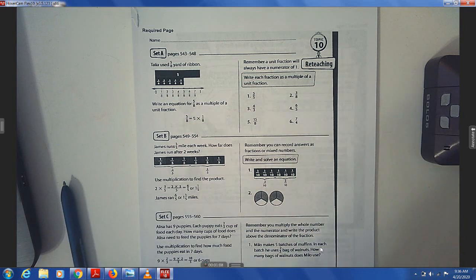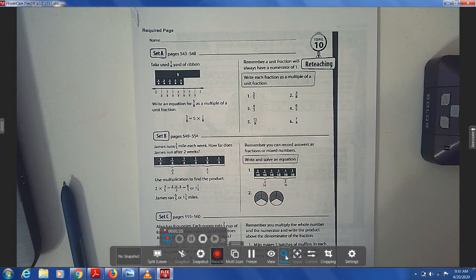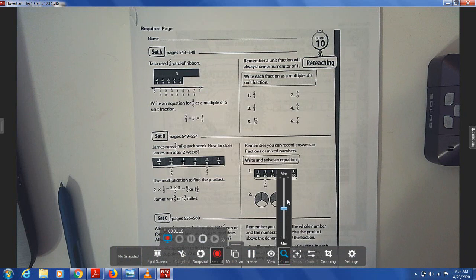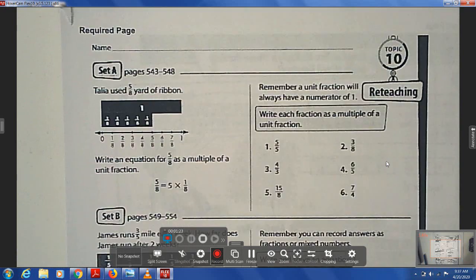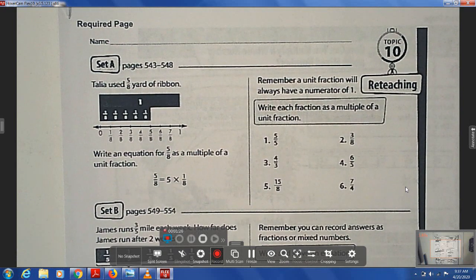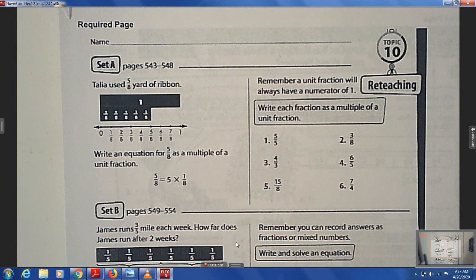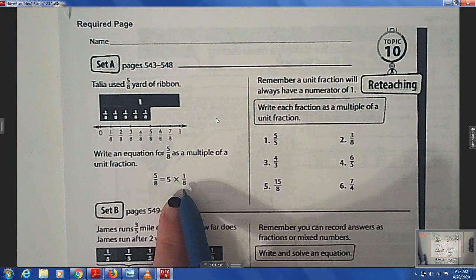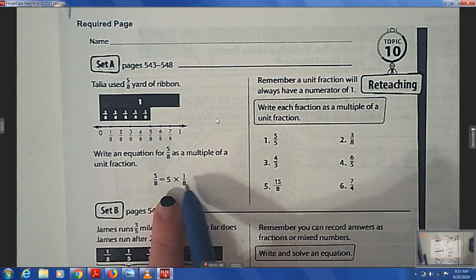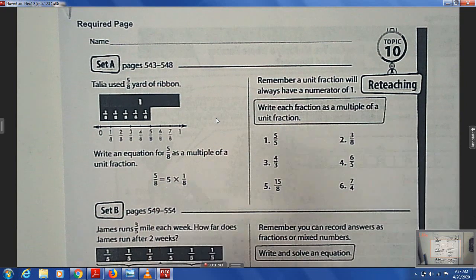So let me zoom this in a little bit. There, that's better. Okay, so look at the example just for how you should be laying out your answer. In the example, it shows 5/8 equals 5 times 1/8. So a whole number times the unit fraction. So the unit fraction should have 1 as your numerator.